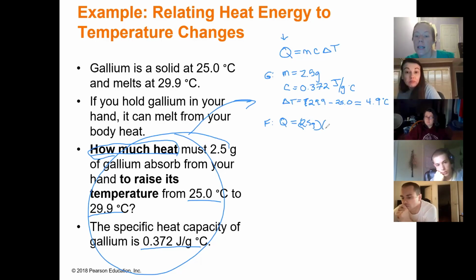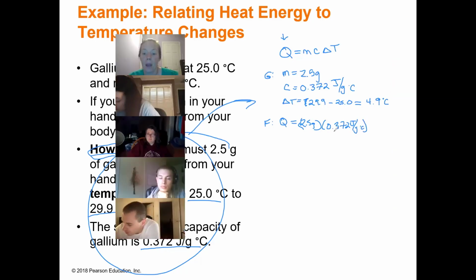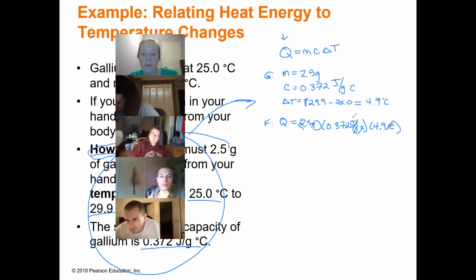So we're going to take that 2.5, we're going to multiply it by the 0.372 joule per gram degree Celsius. And again, I include all my units because I want to make sure they cross out, and we're going to multiply this by 4.9 degrees Celsius. So what happens to our gram value? It goes away, cancels. What happens to our Celsius? It cancels. What are we left with? We'll be left with just the unit of joule, which is good because we're trying to find heat.